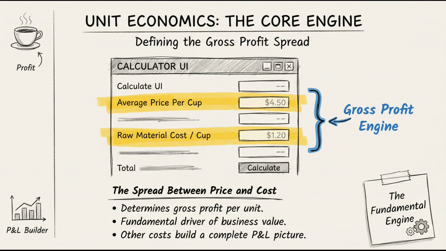The next 2 levers are your unit economics, price and cost. The spread between these two is your gross profit per unit. This is the fundamental engine of your business. The rest of the inputs, deployment cost, labor, utilities, are there to build a complete, honest picture of your profit and loss.